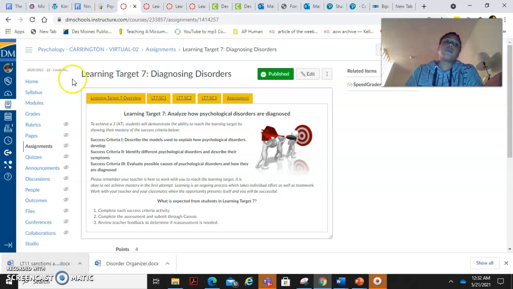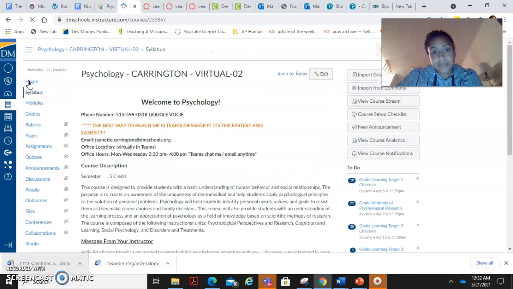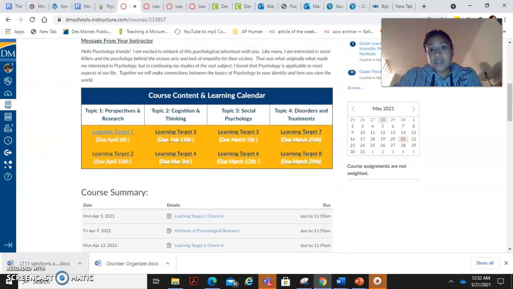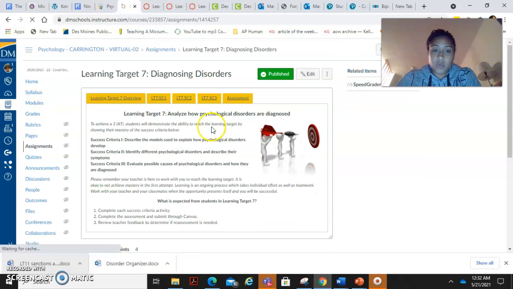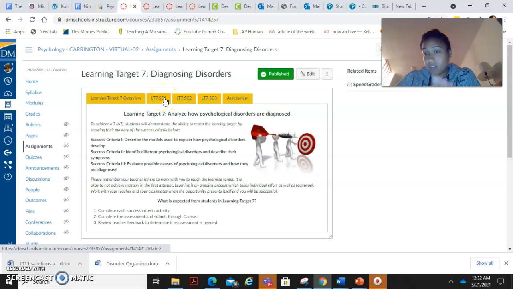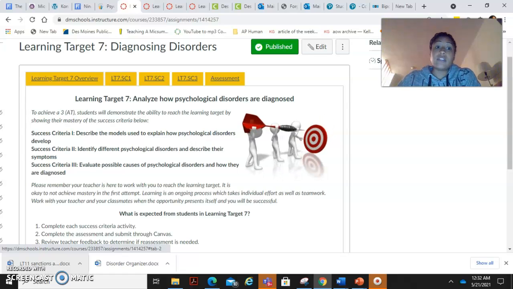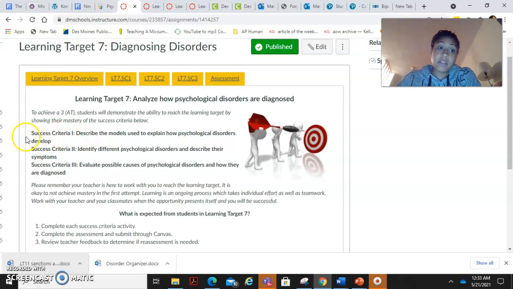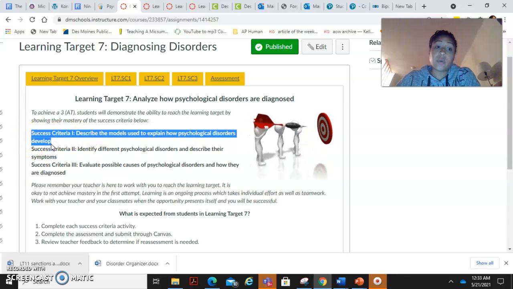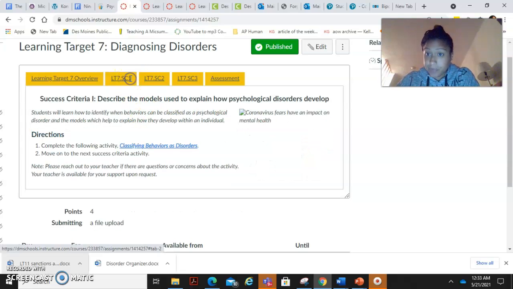Easy. All right, so learning target 7, to get here, go to home, scroll down to learning target 7. Once it loads, well, let me just read this to you. We need to go over this, and I feel like I just need to say it. Learning target 7 is analyze how psychological disorders are diagnosed, okay? I'm going to quickly walk us through success criteria 1, which is describe the models used to explain how disorders develop, okay? This is going to be really quick.